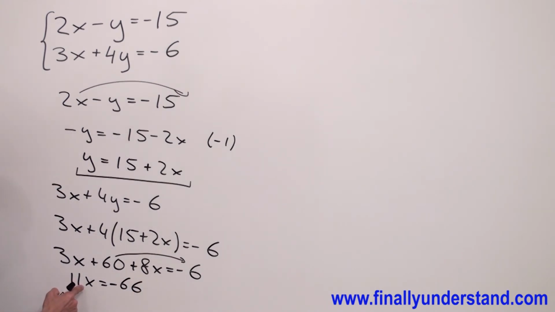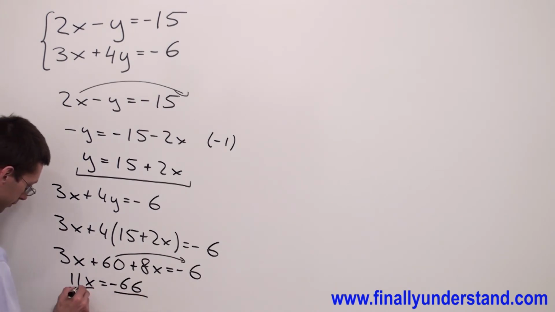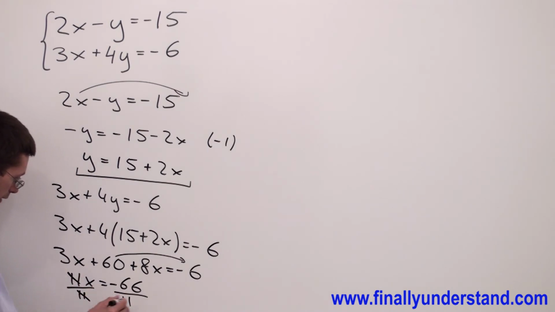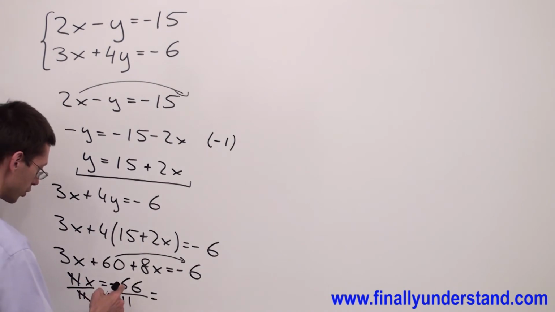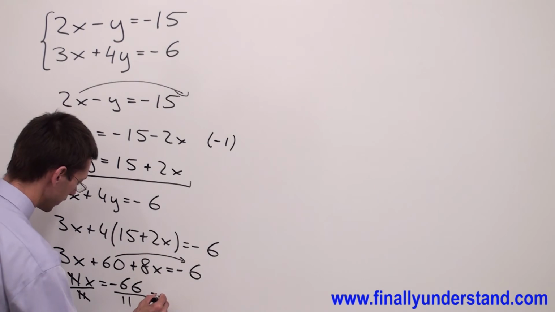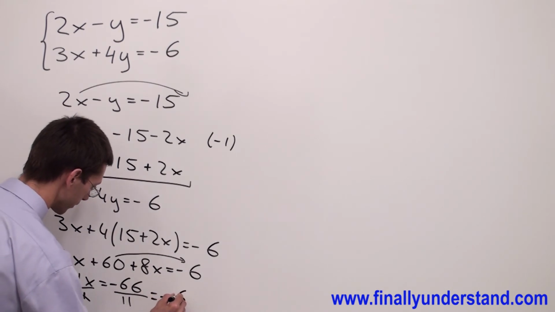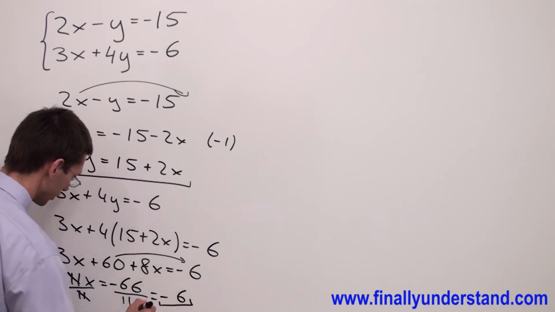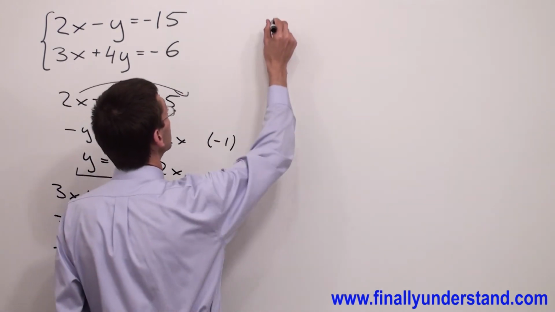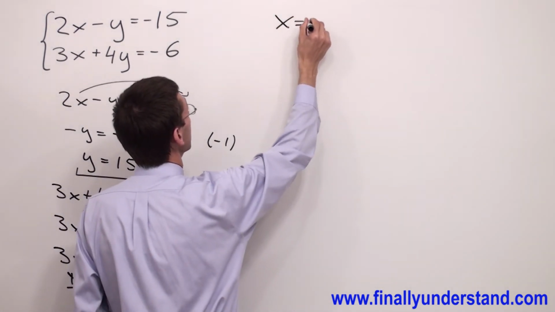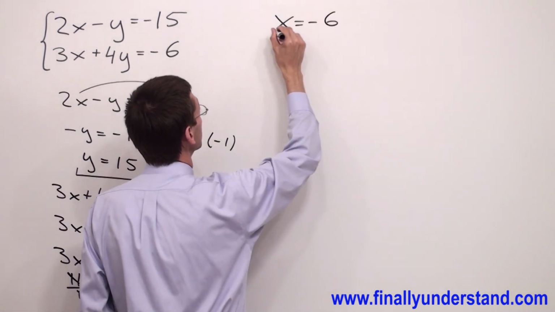In order to find the value of x, I have to divide both sides of the equation by 11. 11 and 11 will cancel out, and I have -66 divided by 11 gives me -6. So I can write that x is equal to -6.